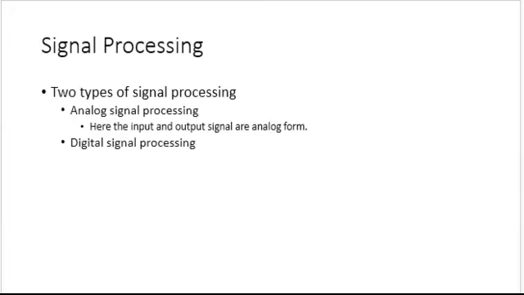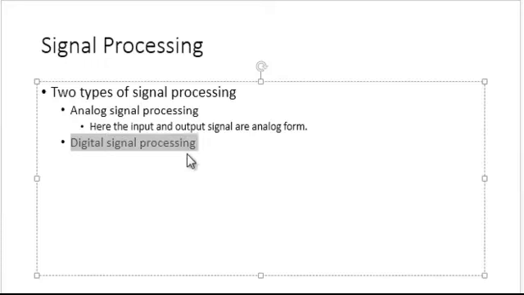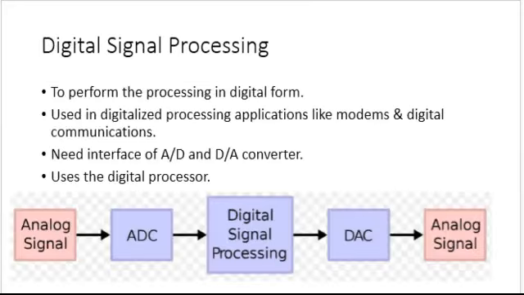Next we will see the different ways of signal processing. Signals can be processed in two ways: analog signal processing and digital signal processing. In analog signal processing, both the input and output signals of the system are in analog form. In digital signal processing, both input and output signals are in digital form. We are going to see digital signal processing in this lecture.